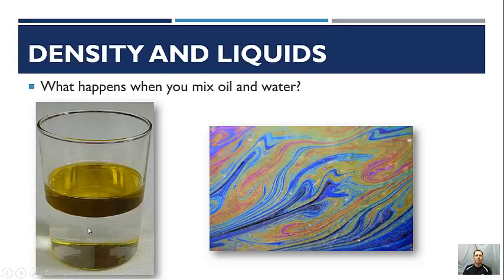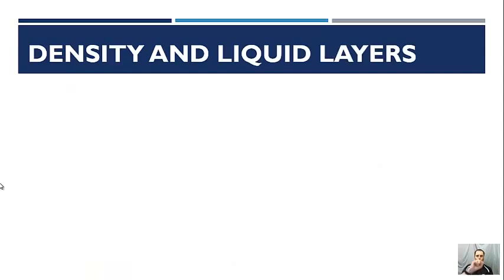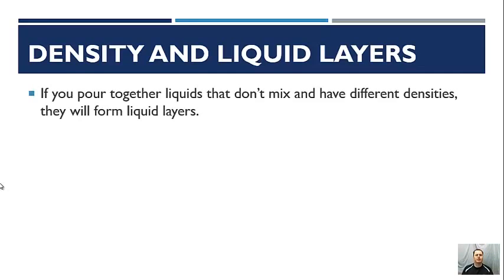You get layers. You get an oil layer, a water layer, maybe you get this really cool sheen, these colors coming from the oil. Well, the question is, why is this happening? What we see is this. If you pour liquids together that don't mix and have different densities, they're going to form these different layers. Well, why do oil and water not mix? Well, that's something we're going to get into later in the semester.